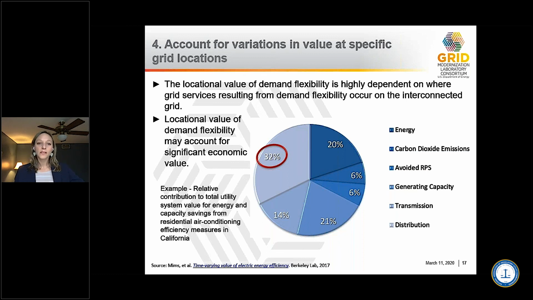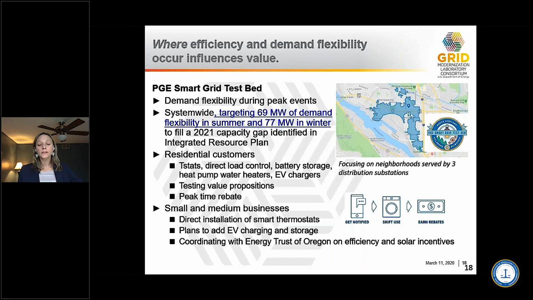Next slide, please, slide 18. This is another example of where efficiency and demand flexibility are influencing the value. This is a project in Portland. It's Portland General Electric's smart grid testbed, and they have 3 communities that are participating in this pilot, and the utility is using demand flexibility to target a capacity gap that they identified in their integrated resource plan, and they're targeting 69 megawatts of demand flexibility in the summer and 77 megawatts in the winter.